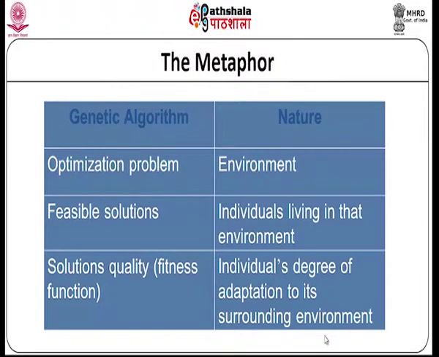So, when we take the genetic algorithm and nature, this is the metaphor we are going to use. The optimization problem in the genetic algorithm is the environment in nature. Feasible solutions in the genetic algorithm are the individuals living in that environment in nature, and solution quality, or the fitness function as we call it, is the individual's degree of adaptation to the surrounding environment. So, we are talking about an optimization problem, feasible solutions, and solution quality or fitness. Those are the metaphors that we take from nature.